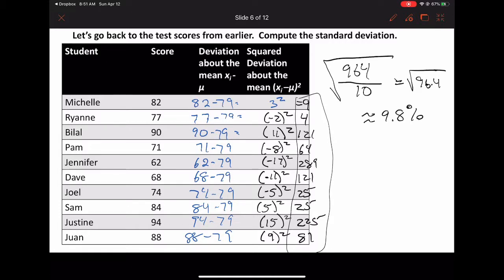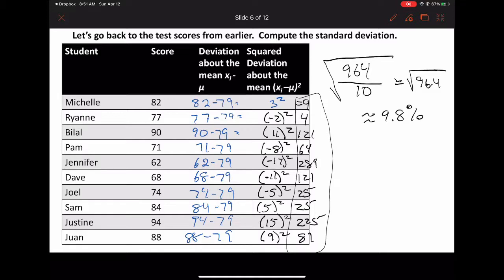So once again, I did the data point minus the mean, then I squared it, and then I added all of those squares together, divided by the number of data points I had, took that square root, and I got my standard deviation. So hopefully you got that. If not, rewind this or send me a message and maybe I can help you through it.